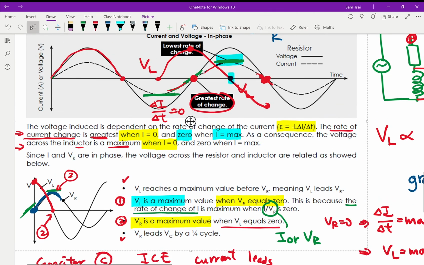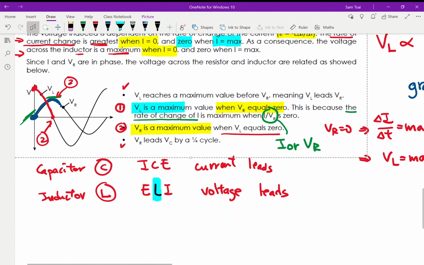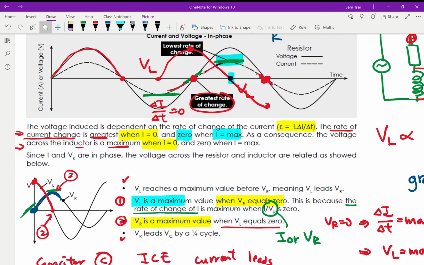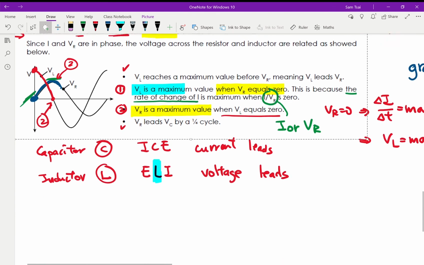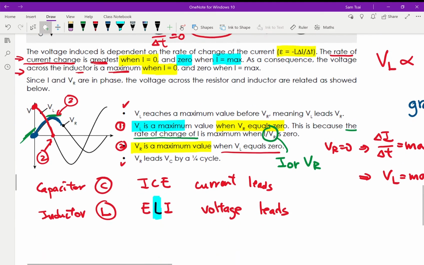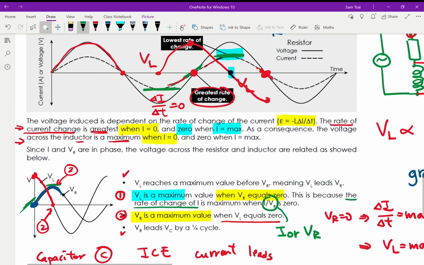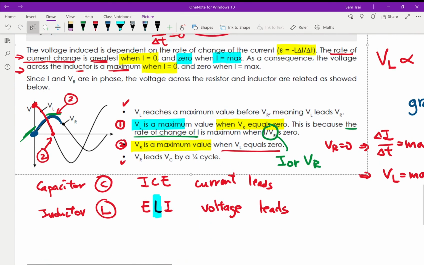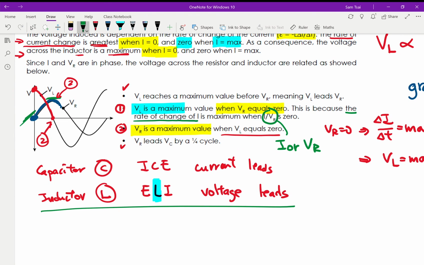These are the two main differences between capacitor and inductor. For the capacitor, the current leads, and for the inductor, the voltage leads. Yeah, hope this makes sense.